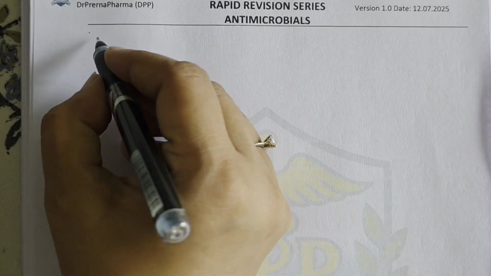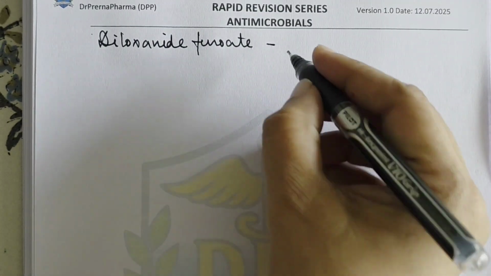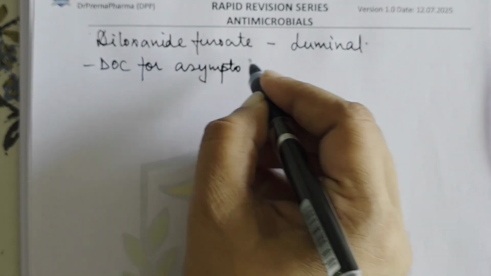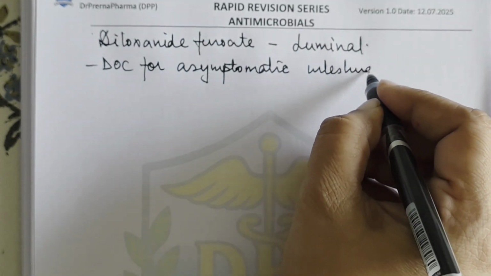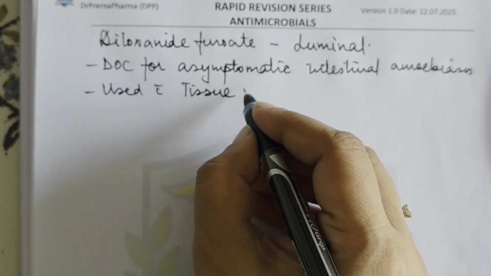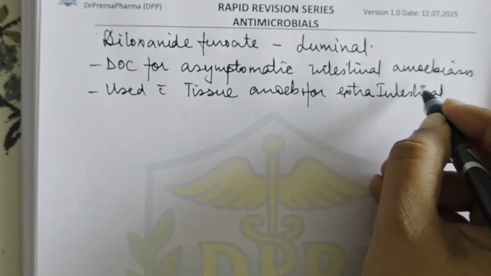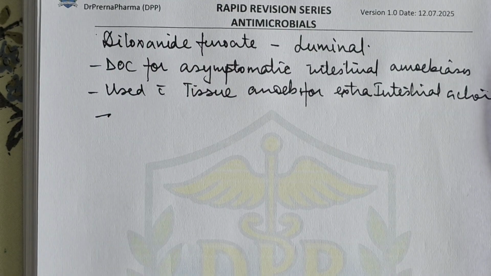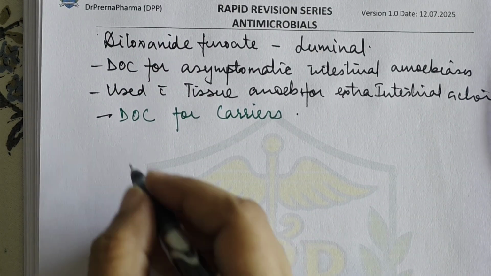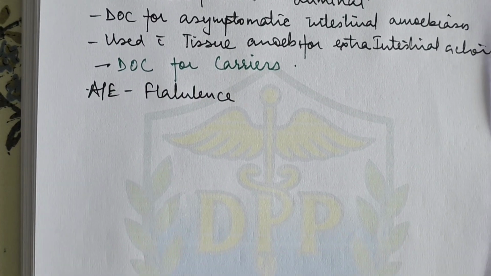The next drug in this category is diloxanide furoate. Now diloxanide furoate is basically a luminal amoebicide. So it is the drug of choice for asymptomatic intestinal amoebiasis. Okay, and it is used with tissue amoebicides for extraintestinal action also. Diloxanide is the drug of choice for carriers. Okay, its adverse effect, it causes flatulence. So these are the important features about diloxanide furoate.